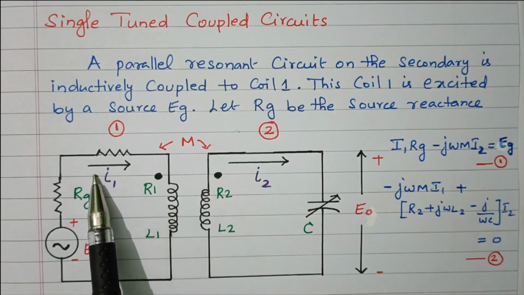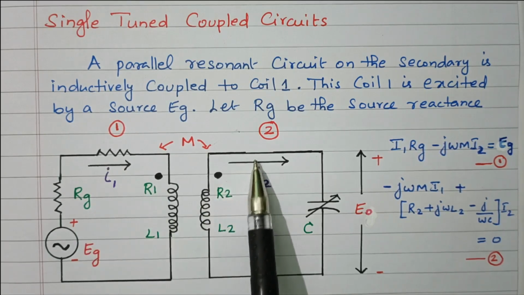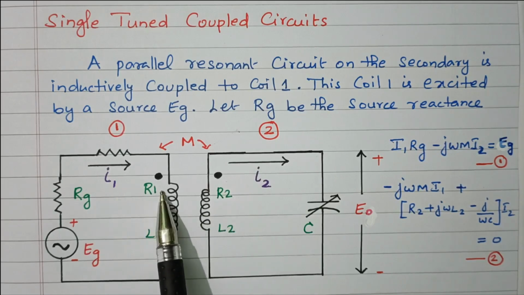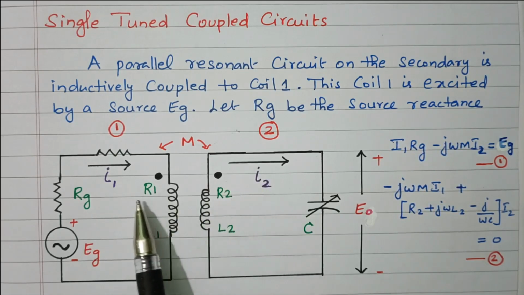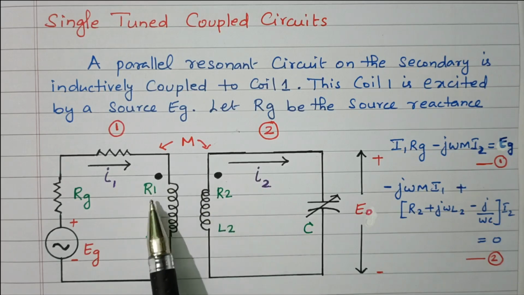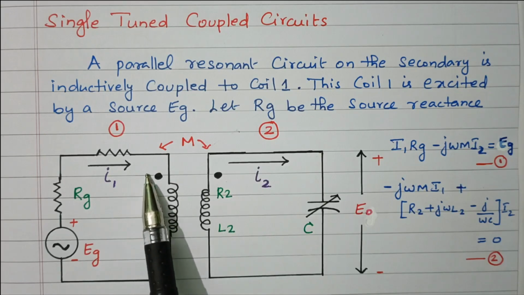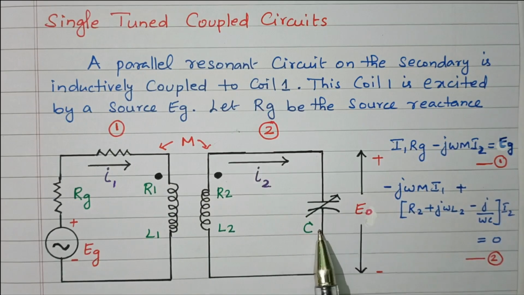See the dot. The current enters at the dotted end in the first coil. Similarly, current leaves the dotted end in the second coil. So both are different: current enters coil 1 at the dotted end and leaves the dotted end in coil 2. So the self inductance and mutual inductance are opposite to each other. This is called a parallel opposing connection. Because of this dot rule we can easily identify it. This is coil 1, this is coil 2, and E0 is the voltage across the capacitor. We are going to tune the circuit, so it is called a single tuned circuit.